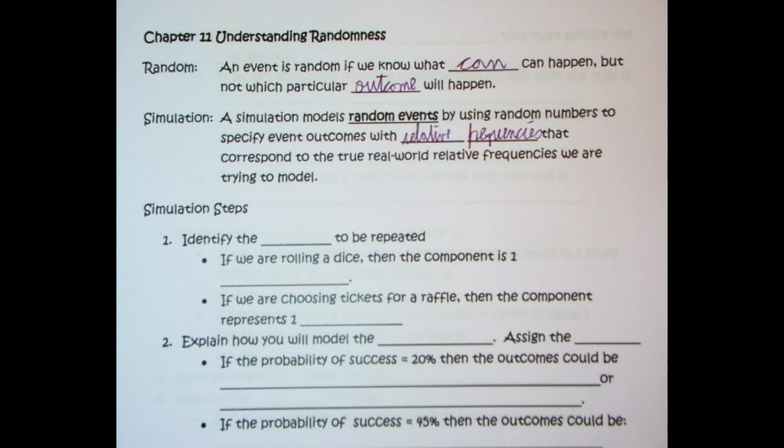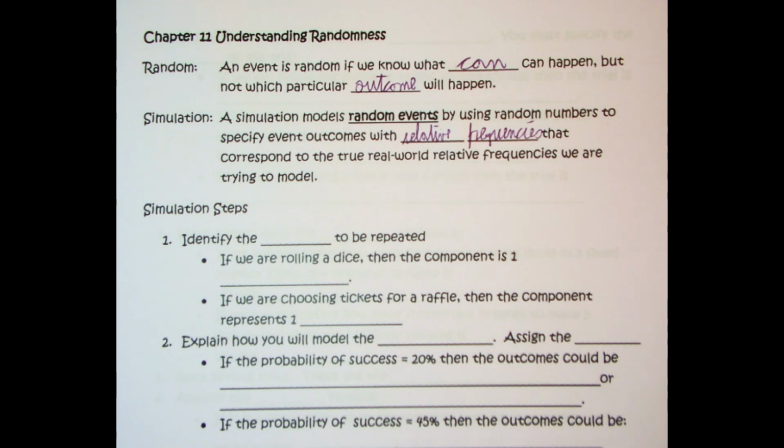That correspond to the true world relative frequencies we are trying to model. So for instance, if I'm flipping a coin, okay, I can use all 2-digit numbers. Well, all 2-digit numbers go from 00 to 99. So that's 100 numbers. Well, 50 of those numbers have to represent heads and 50 of them have to represent tails. Well, how can we make that happen?